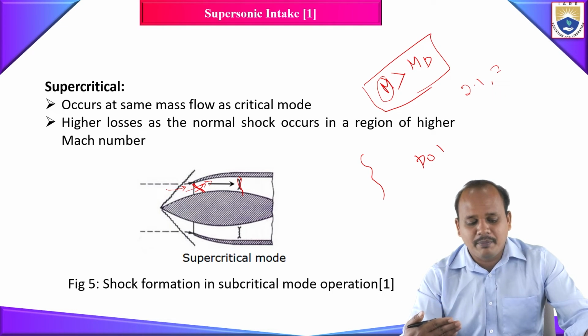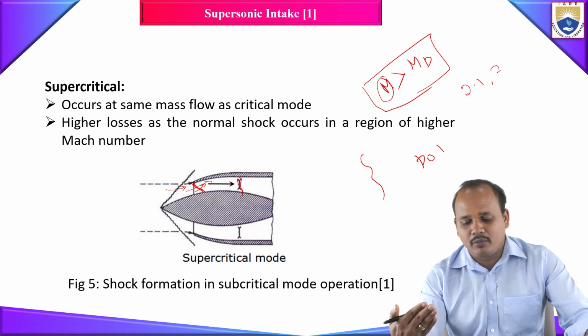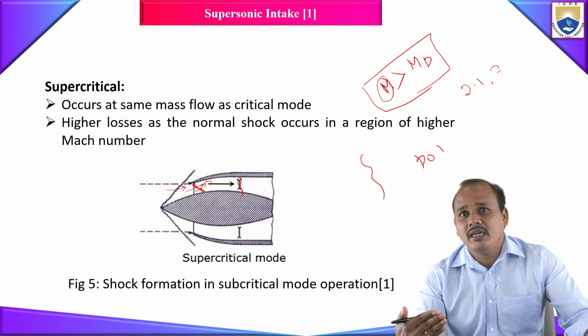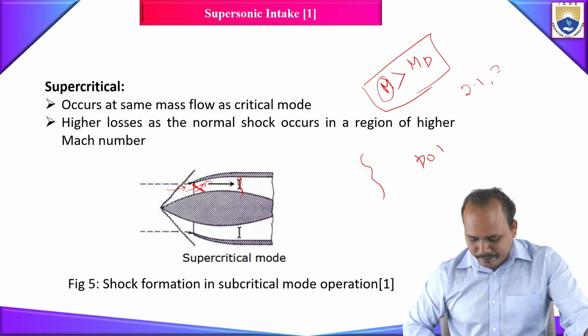So what is going to happen when the aircraft is going to fly at a Mach number more than the design Mach number? The shock wave will be forming inside your intake where your Mach number is very high. Because of that, the loss in total pressure will be increased, which will reduce the pressure recovery factor of your intake. Obviously, that is going to reduce the efficiency of your intake. Okay.